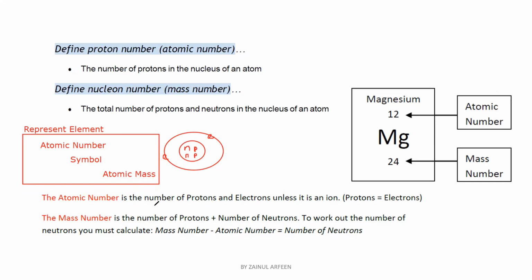Atomic number is the number of protons. Simply, you can learn till this point. It is the number of protons inside the atom. So how many protons are there inside the atom? That total number of protons is simply known as the atomic number.